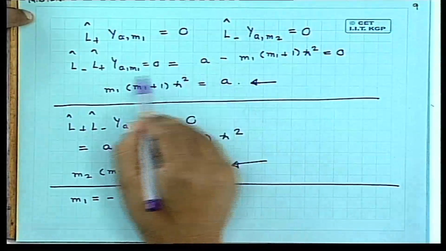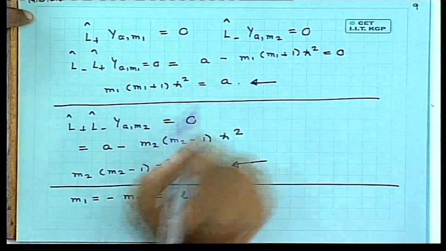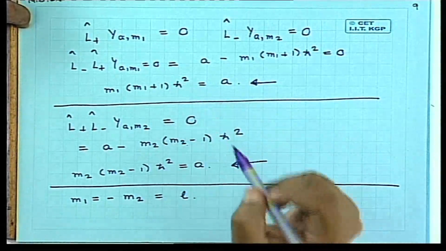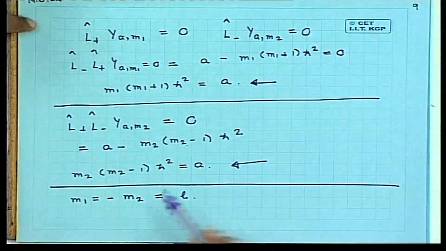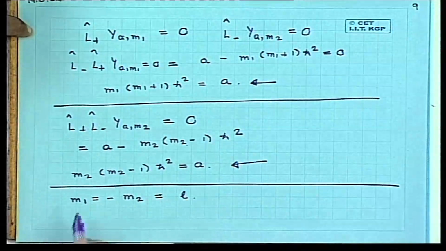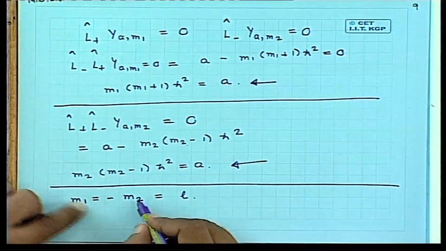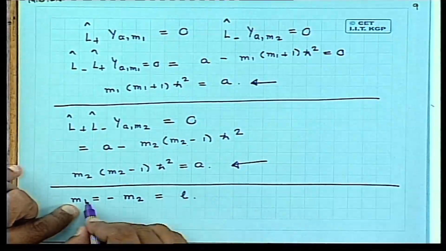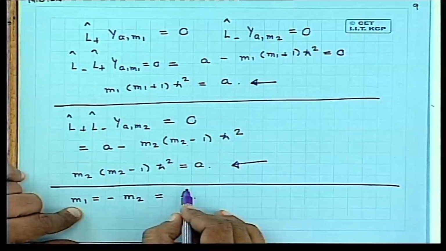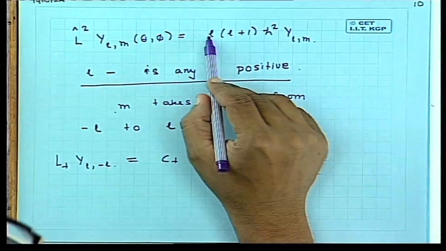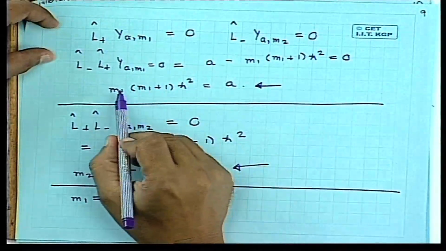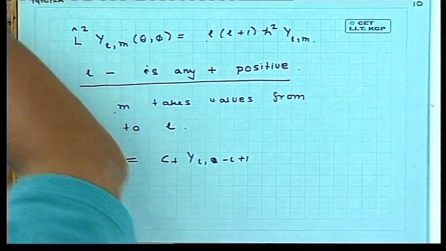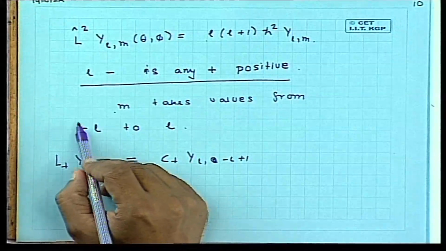So we found that m1 had to satisfy this equality, m1 into m1 plus 1 h cross square was equal to a, and m2 into m2 minus 1 h cross square was equal to a. So the minimum value and the maximum value of m have to satisfy these two equalities. This tells us that m1 and m2 are the negative of each other. So m1 is positive, m2 is equal to minus m1, and m1 is an integer. If we call this integer L, the maximum value of m, then a turns out to be L into L plus 1 h cross square, which is quite obvious from here. And m can take all possible values from minus L, the minimum value, to L.